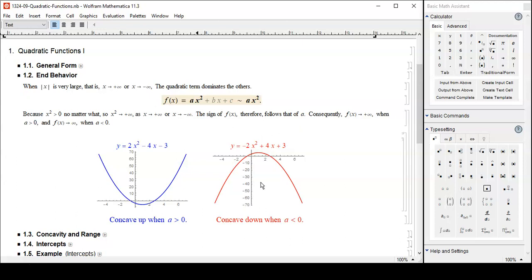Now look at the second graph here, the red graph. Precisely the opposite. This time a is negative, so we go to negative infinity, either to the left or to the right. So x is going to right hand plus infinity or left hand negative infinity. Doesn't matter, because x squared is still always positive, and a times positive gives overall negative infinity. Going down here, down there. So the end behavior depends completely upon the sign of a, and that's why we have concave up behavior when a is positive and concave down behavior when a is negative.